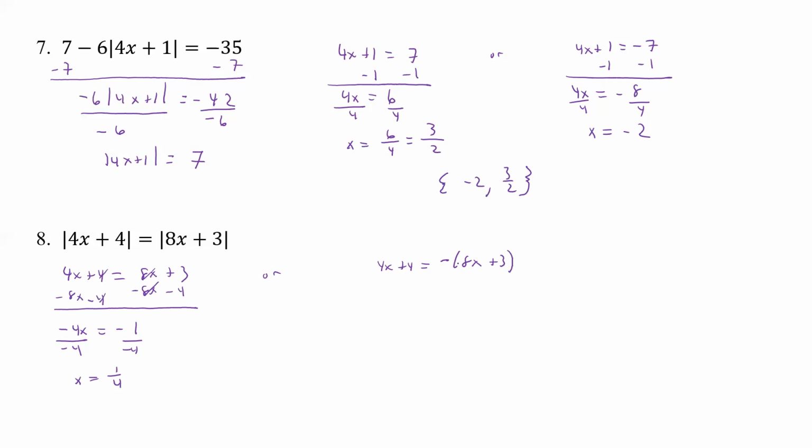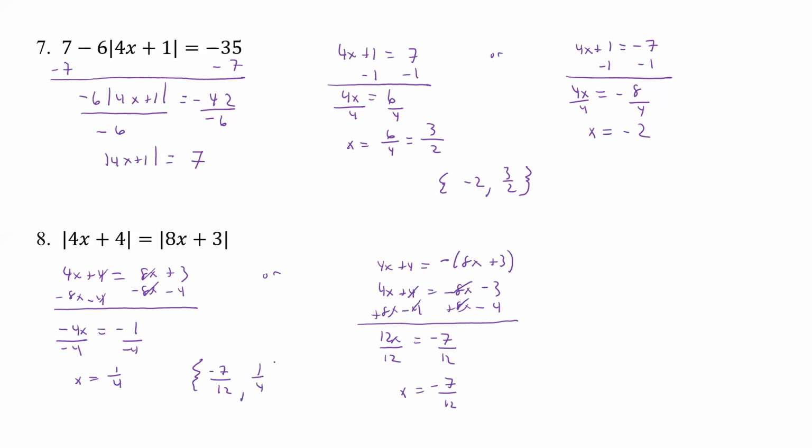Now here we have to distribute first. So we have 4x plus 4 equals negative 8x minus 3. So now let's say we subtract 4, add 8x, add 8x. So we're doing 2 steps at once again. Now 4 plus 8 is 12x. Minus 3 minus 4 is minus 7. So divide that by 12. X equals negative 7 over 12. So our solution set is negative 7 over 12, comma 1 over 4.